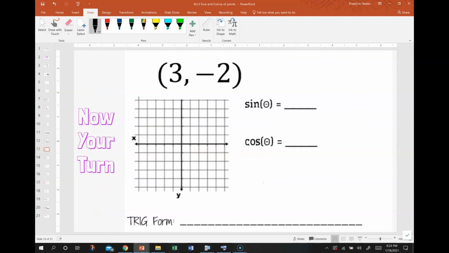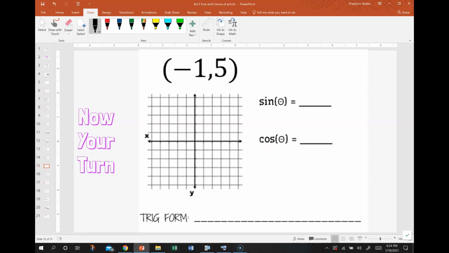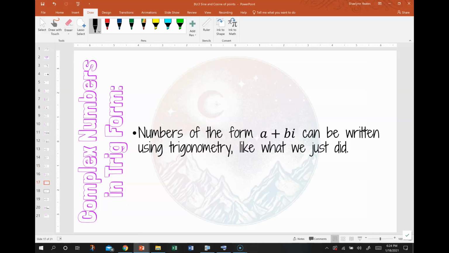Okay, I want you to go ahead and do this. You're going to need to find your r and your theta in order to write it in trig form. So your trig form is going to be r times the cosine of theta, comma the sine of theta. All right? Then do the same thing here. And then we will meet back up and talk about complex numbers in trig form.